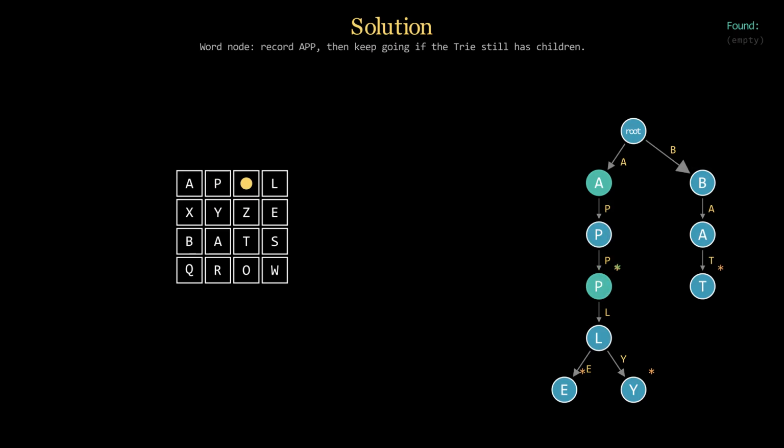Unlike classic word search for one target string, we do not stop here. If this node still has more children, we can keep walking to longer words such as apple. We still mark visited cells on the current path, often by temporarily replacing the letter with a sentinel such as a hash. That is the usual board search rule. Along one path, each physical cell can be used at most once.